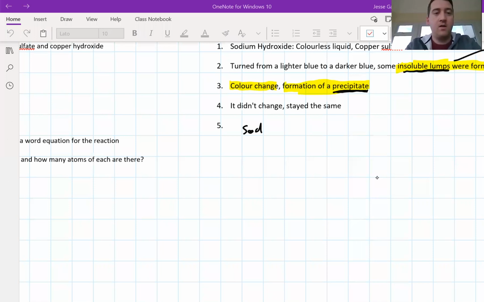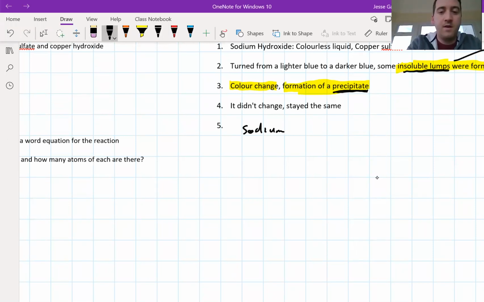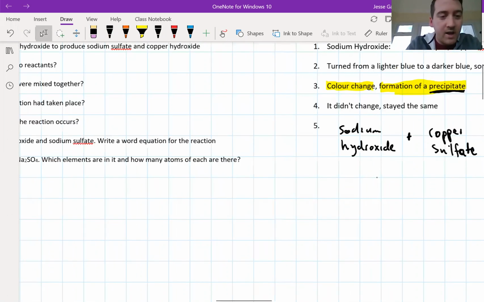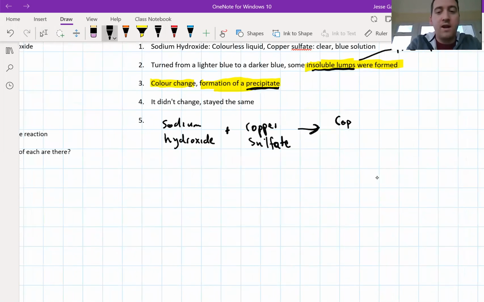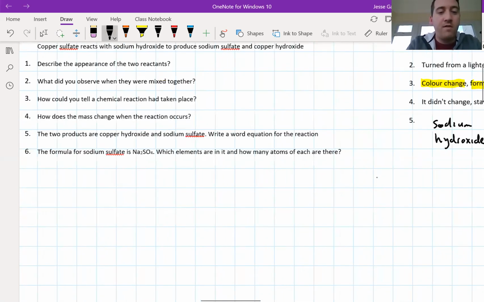Okay, and I'm back. Okay, so we have sodium hydroxide as one reactant, reacting with copper sulfate. And it told me what the products were. Here, it told me that I was making copper hydroxide and sodium sulfate. So I'm going to make copper, and if I wasn't sure, I know that these are going to swap places. So copper hydroxide plus sodium sulfate. Great, well done.